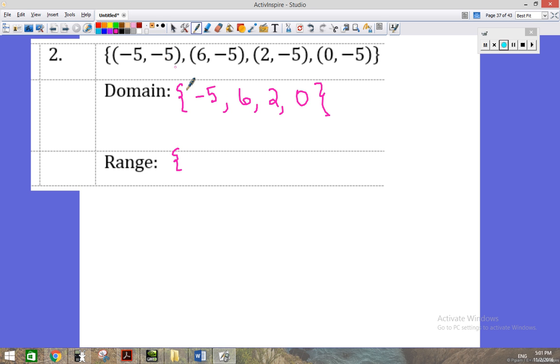For the range, -5. It is considered incorrect to list -5 a second time. And hey, all the y values are -5. So we just say that the range consists of the number -5. You don't have to say -5, -5, -5, -5.